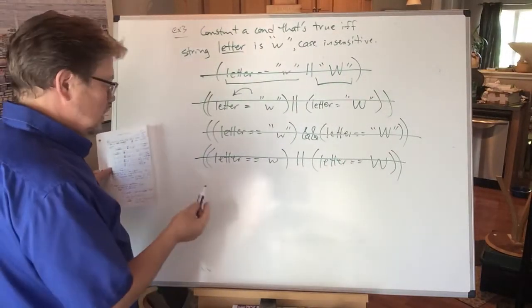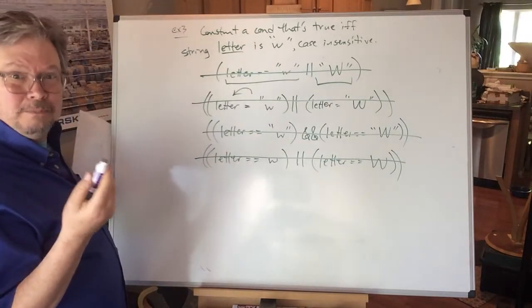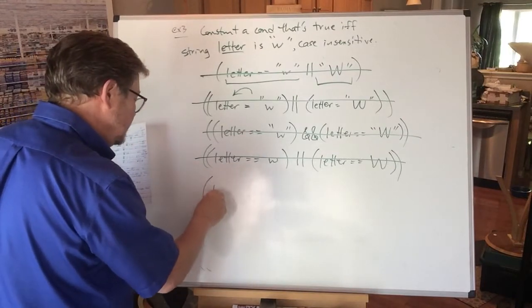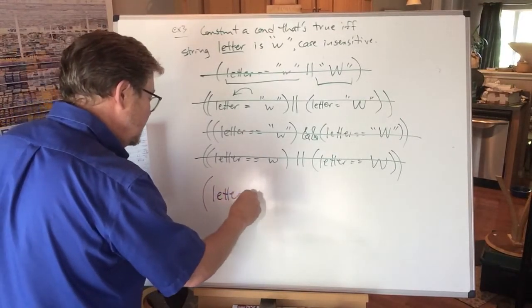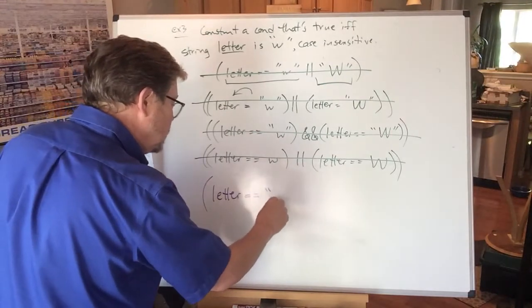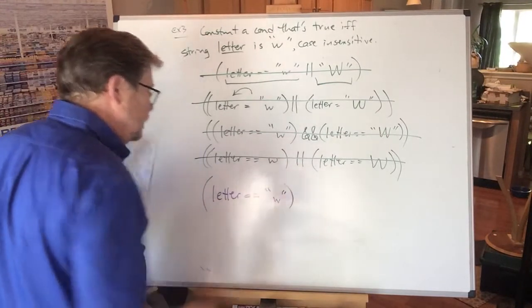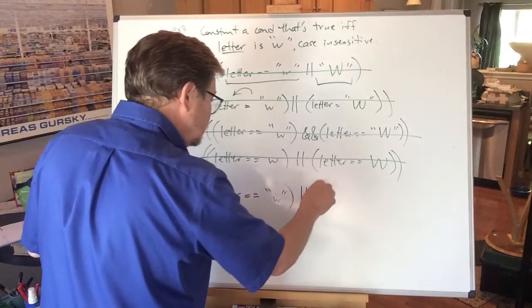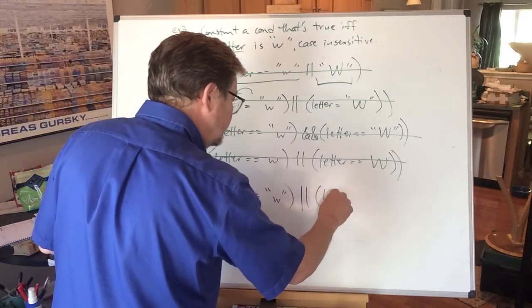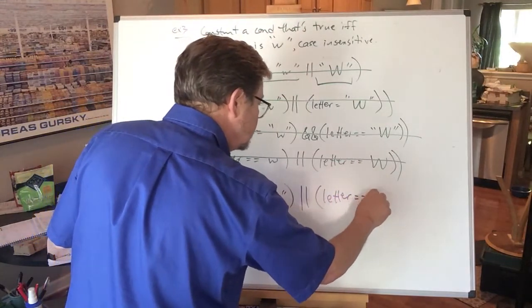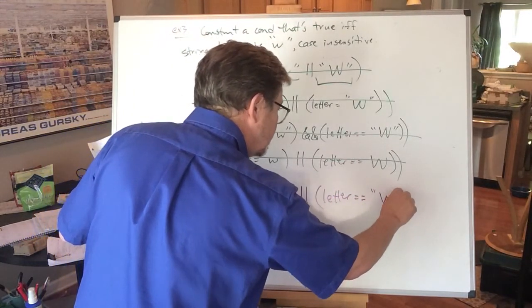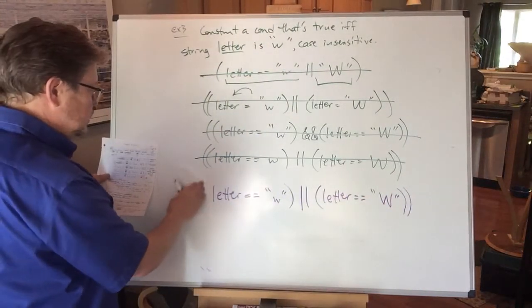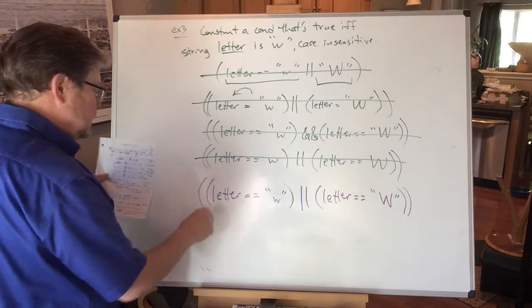I'm going to do one more. I'm switching colors. Maybe there's some significance to that, you suppose? Okay, I'll even write it bigger. Letter == "w" lowercase. That's one way to make this big fat condition true. Or the other way is letter == "W" uppercase. There we go. That parenthesis was just way too big because I need another one on the outside.